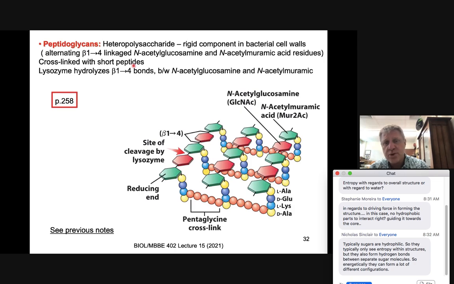So they're cross-linked with short peptides. They have alternating beta-1,4 interlinkages with the glucosamine and the N-acetylmuramic acid residues. And importantly, as I said before, we have known sites for their degradation using enzymes that we can work with. This becomes a potential for us to ward off and destroy any foreign bacteria that get into our bodies or near our surfaces, particularly secretory components on the skin.